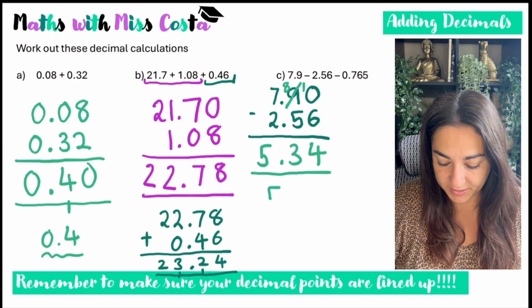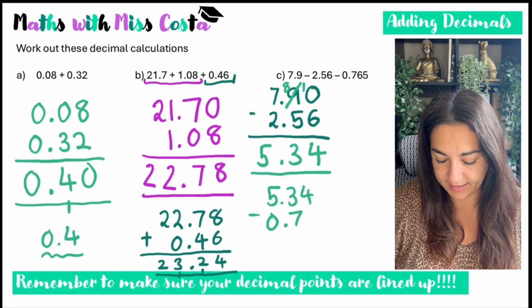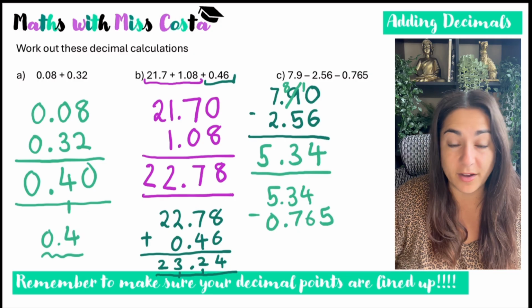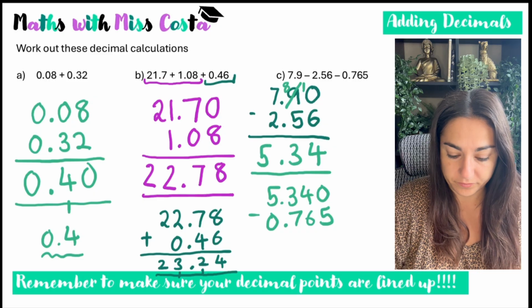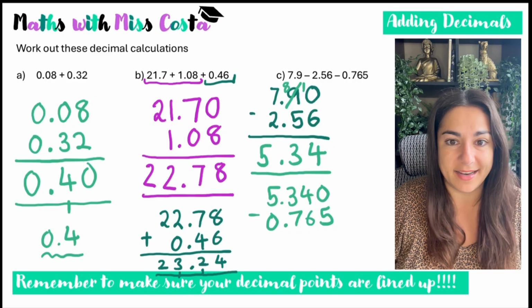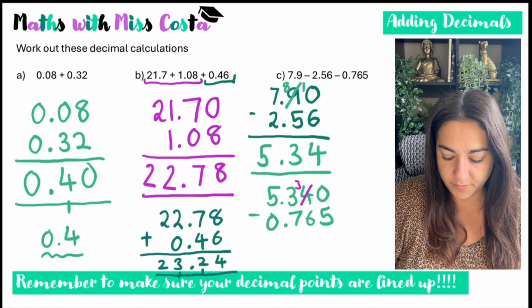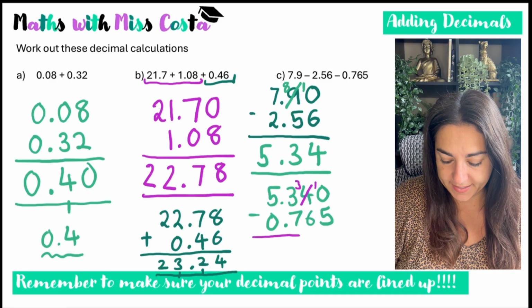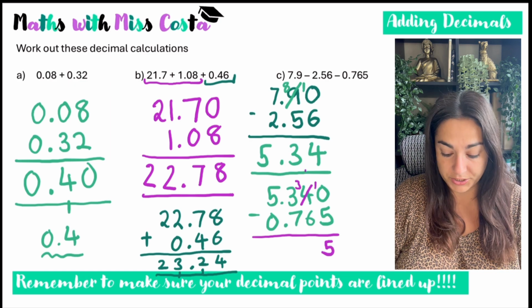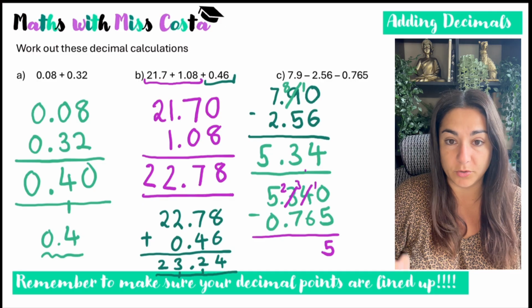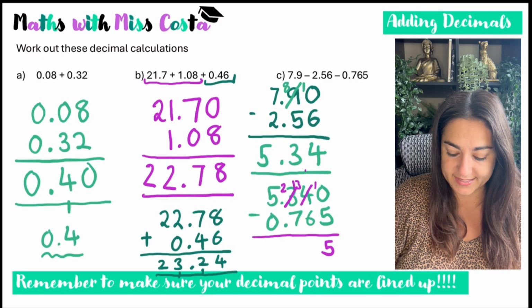Now with this, I'm going to do 5.34 take away 0.765. Again, I've run out of numbers on my first number, so I'm going to have to put a 0 there. So then I do 0 take 5. Again, I can't do that because I'll go into the negatives. So I'm going to have to borrow from the 4, take 1 from there, that becomes a 3, and that becomes a 10. 10 take away 5 is 5. 3 take away 6, again, I can't do. So I'm going to borrow from next door, take 1 from that, so that becomes 2. Add it to the 3, so that's 13 now.